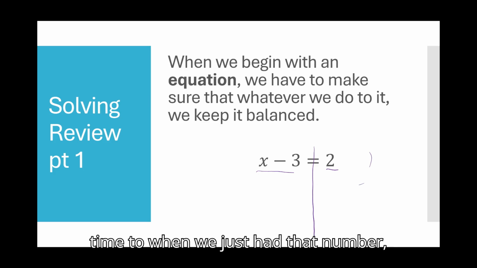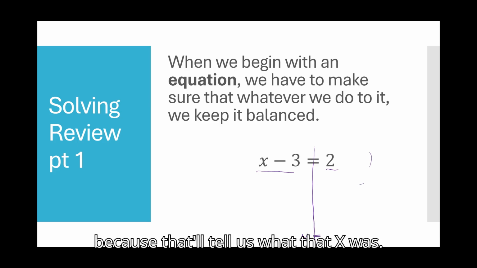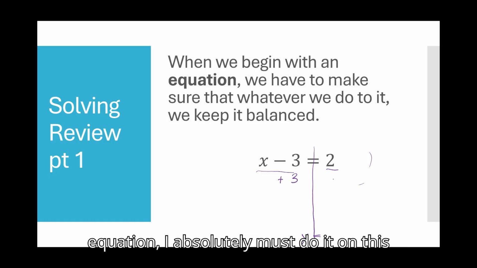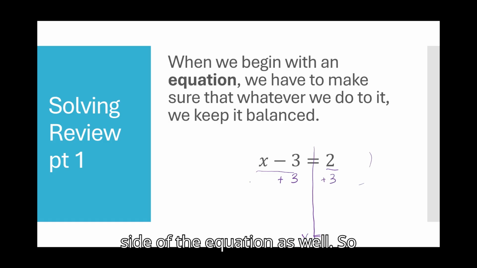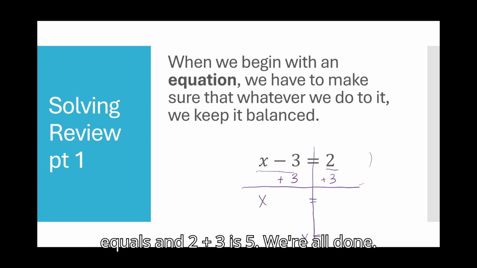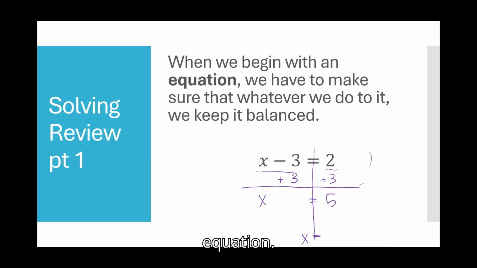We want to go back in time to when we just had that number, that x, and our goal is to have an equation that has x equals at the end, because that'll tell us what that x was. So before I subtracted that 3, if I want to undo that, I'm just going to do the opposite of that. I'm going to add 3, and if I do that on this side of the equation, I absolutely must do it on this side of the equation as well. So negative 3 and plus 3 cancel right out, and I've got x equals, and 2 plus 3 is 5. We're all done. We've got that x equals form. Here's our equation.